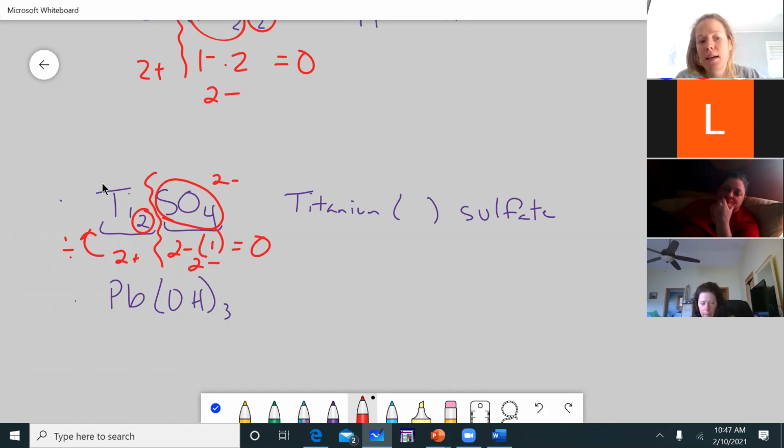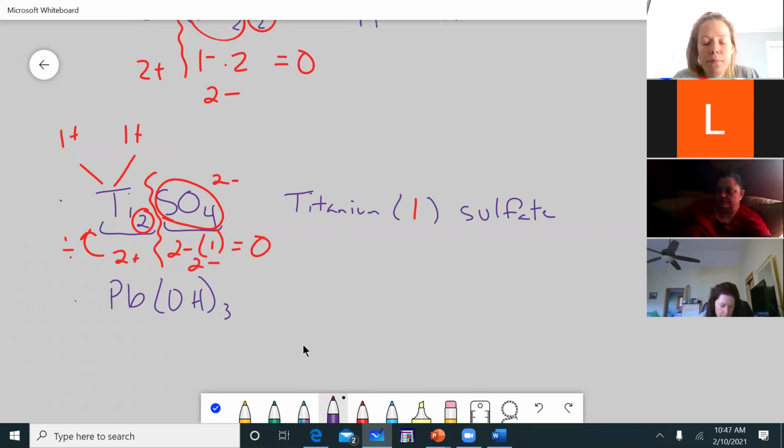So each titanium is giving a 1+ and a 1+, right? So this titanium has 1+, this titanium has 1+. They come together to give you the 2+. So we would say this is titanium 1 sulfate. This thing down here, PB is lead. That has an unpredictable charge.